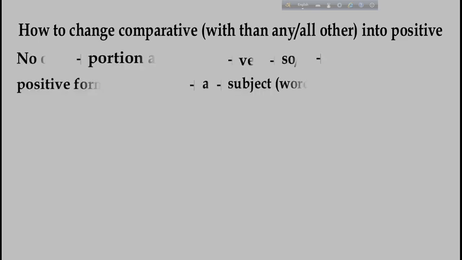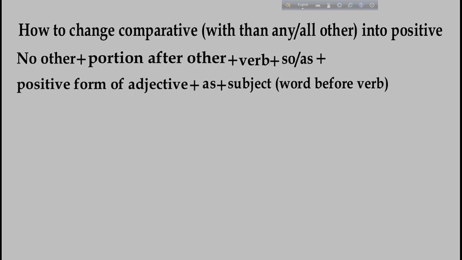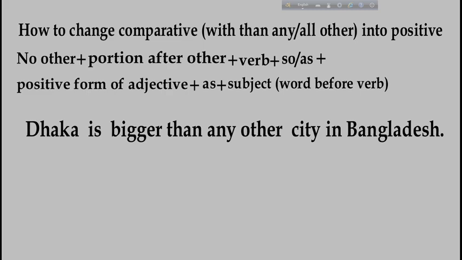Be careful. Here the structure is: no other, plus the portion after other, that means the parts after other in a sentence, then a verb plus so or as plus the positive form of the adjective plus as plus the subject, what was before the verb. Dear learners, very easy structure. No other plus portion after other plus verb plus so or as plus positive form of adjective plus as plus subject word before verb.